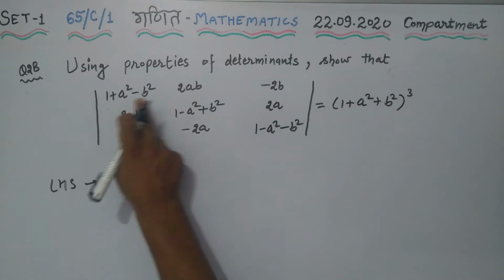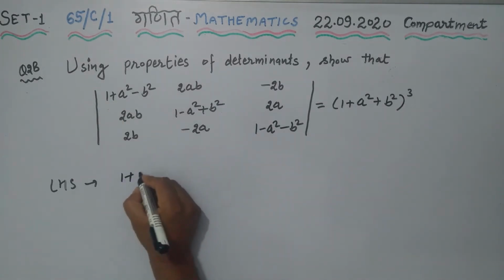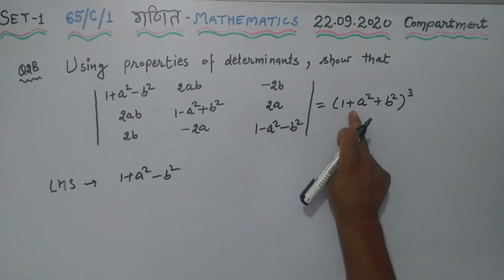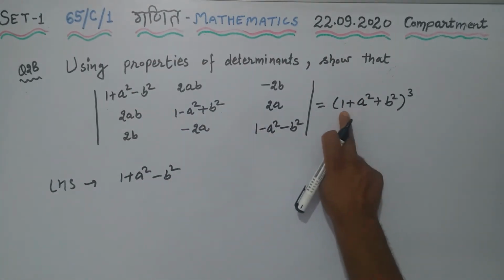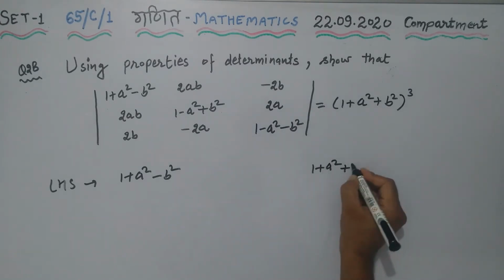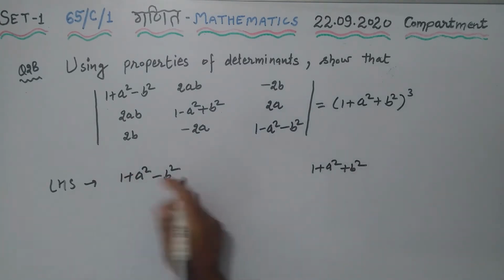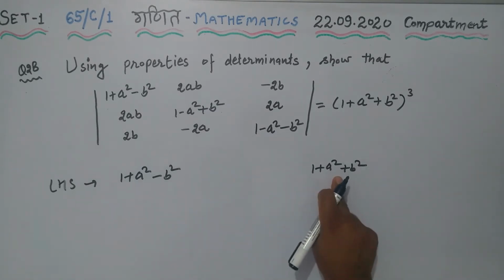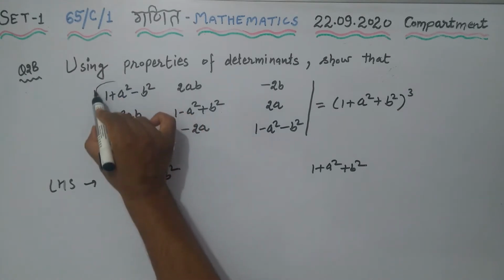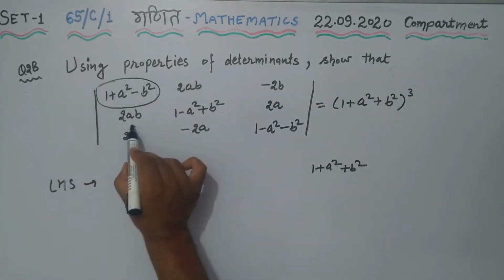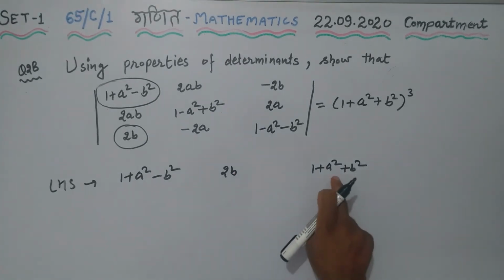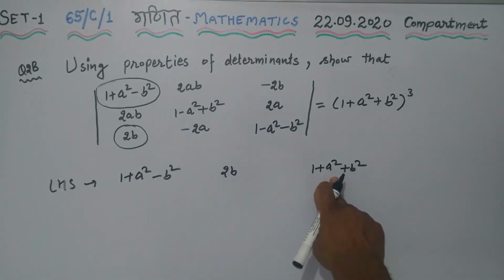our target is the first term 1 plus a square minus b square, and next our target is at the right hand side, that is 1 plus a square plus b square. So we have to convert this into right hand side. How? What we can do? First of all, we saw this first. Now we saw this 2b. What we should do so that this result is coming out?